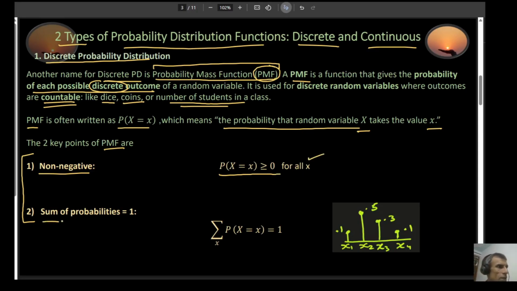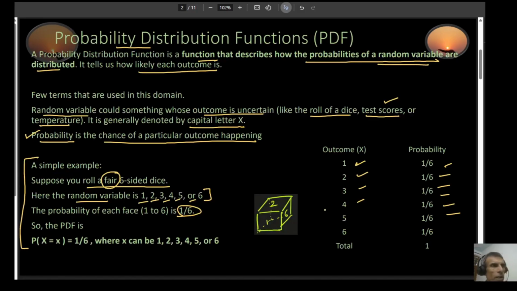Number two, the sum of probabilities equals 1. This basically says that when you take the probabilities of every single possible outcome and add them all together, the answer is going to be 1. So if you look at the previous example, the probability of getting 1 on the dice, the probability of getting 2 on the dice, if I add all these numbers together, my answer is going to be 1. That's what it's saying.